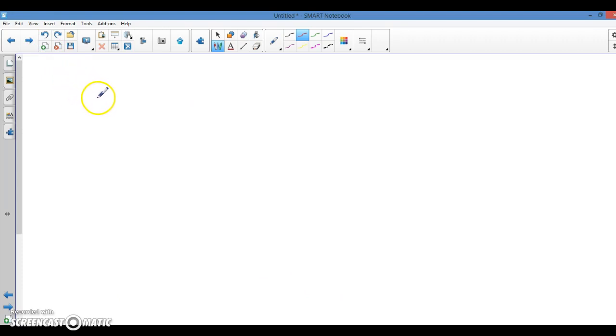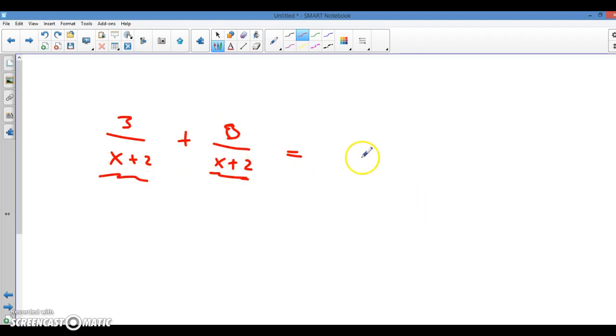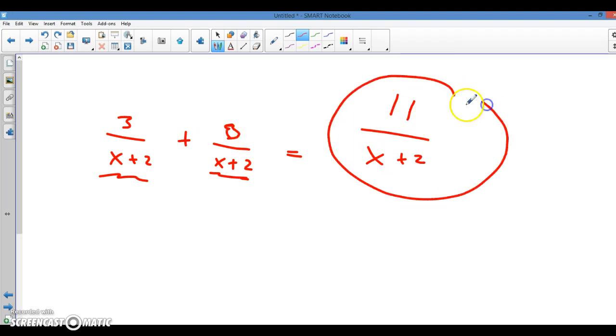So for example, if I have something like this, 3 over x plus 2 plus 8 over x plus 2, well, that's not a bad deal because on the bottom I have my x plus 2's. And so I can just add those together and say, what fraction of x plus 2 do I have? I have 3, and I have 8, so I have 11 over x plus 2.